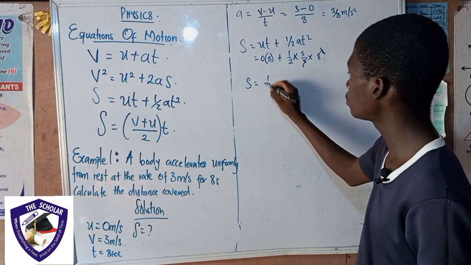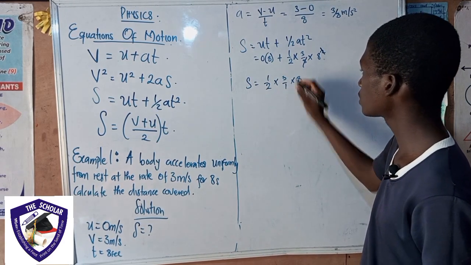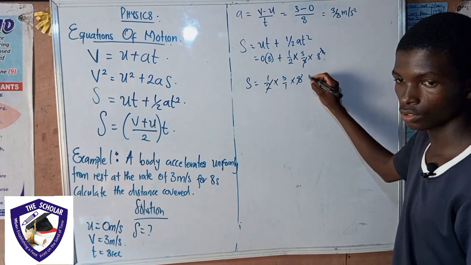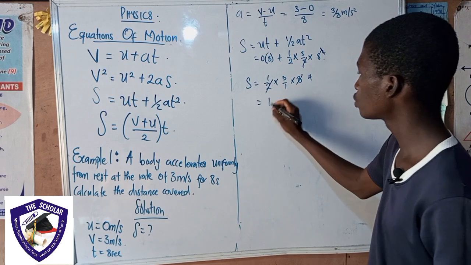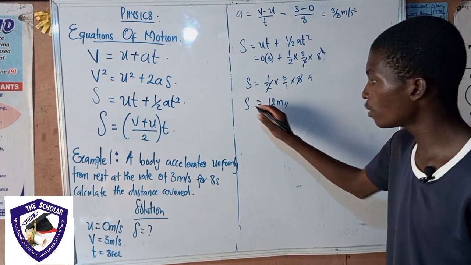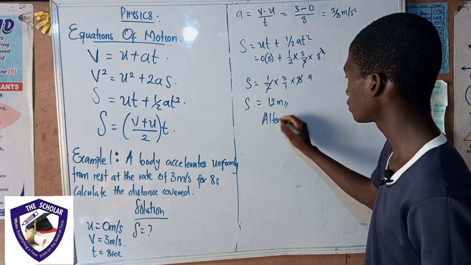So I have 1 over 2 times 3 over 1 times 8. Here 2 eliminates the 8, I have 4. 4 times 3, that's 12. So I have 12 meter. For my what? For my distance.